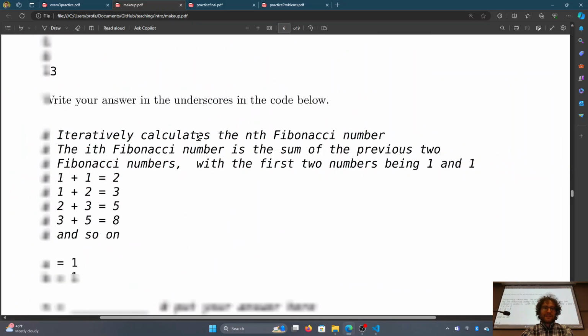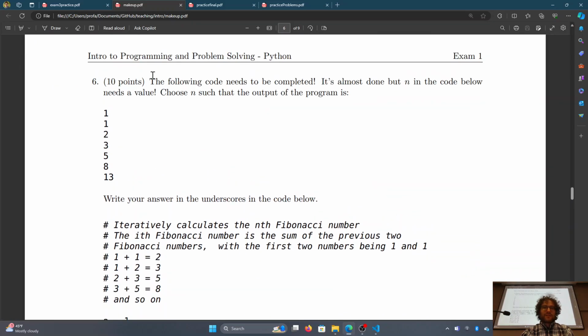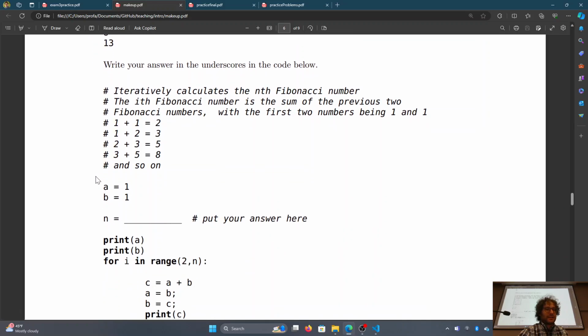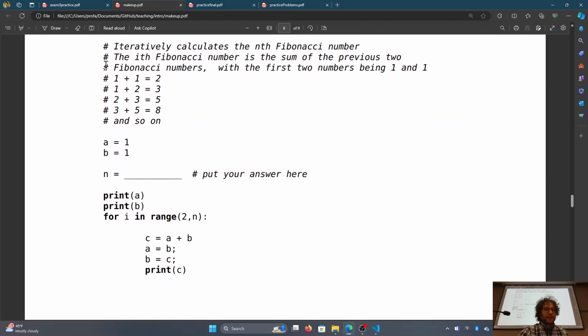This is an old question I used to have. The following code needs to be completed. It's almost done, but n in the code below needs a value. Choose an n such that the output of the program is 1, 1, 2, 3, 5, 8, 13. Write your answer in the code in the underscores below. So it iteratively calculates the nth Fibonacci number.